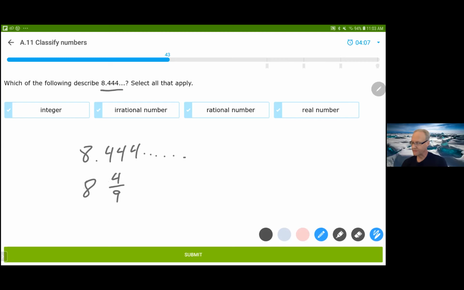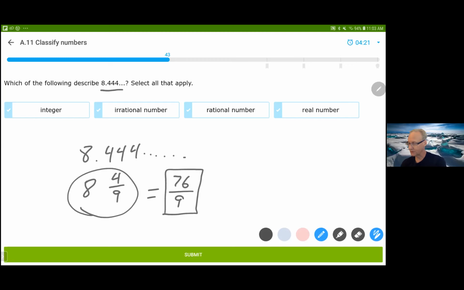Now, if I want to change this mixed number into a ratio, I multiply 8 times 9, which is 72, and 4 more makes 76 over 9. This ratio is the same as this mixed number, and of course it's the same as that repeating decimal. Another way to write repeating decimals is to write 8.4 and then put the bar over the 4, not the 8, just the 4. So this is a rational number. There's my proof that it's a ratio.